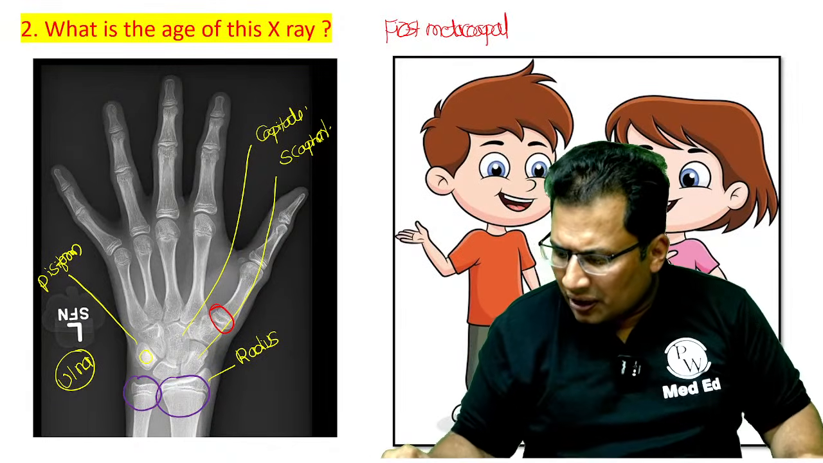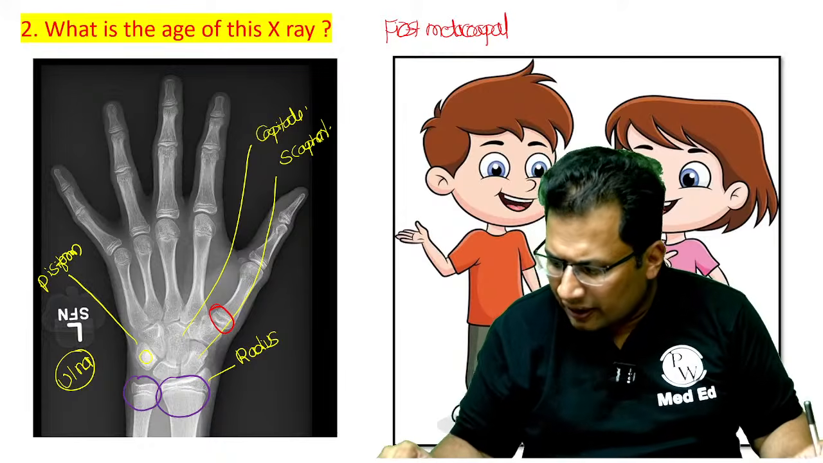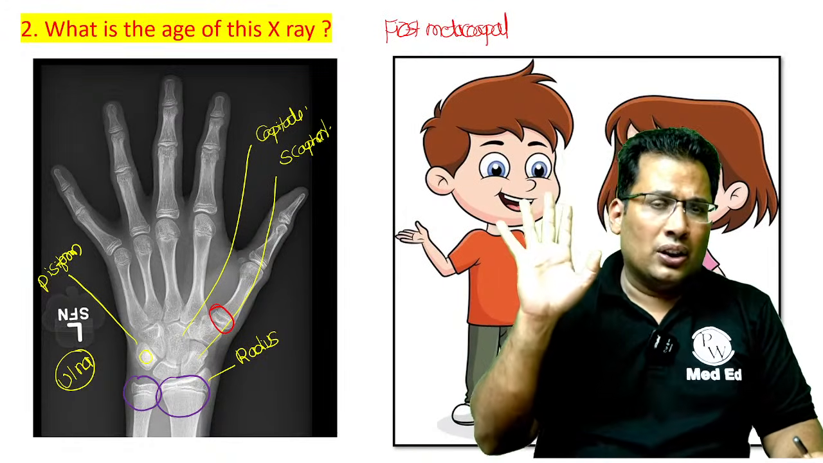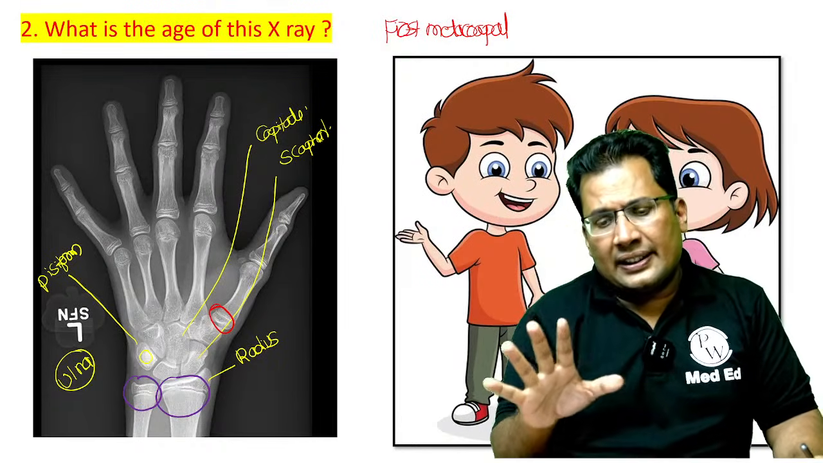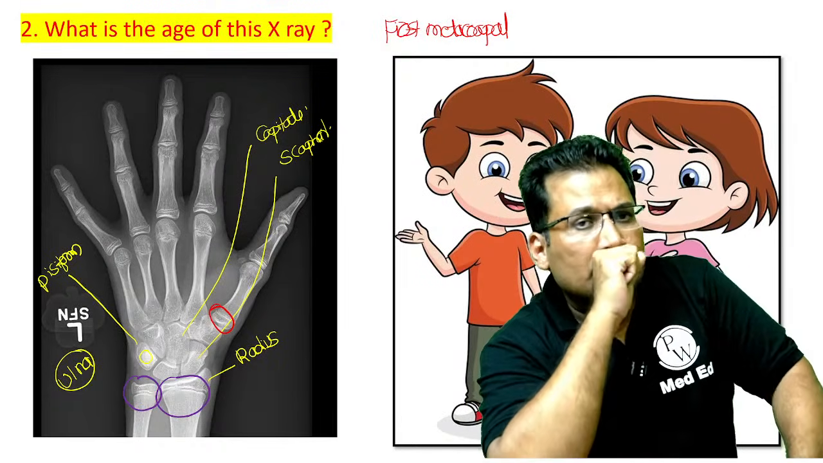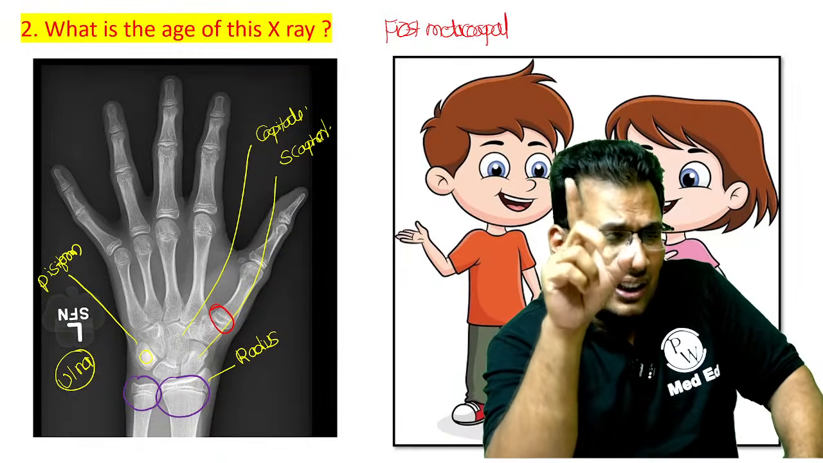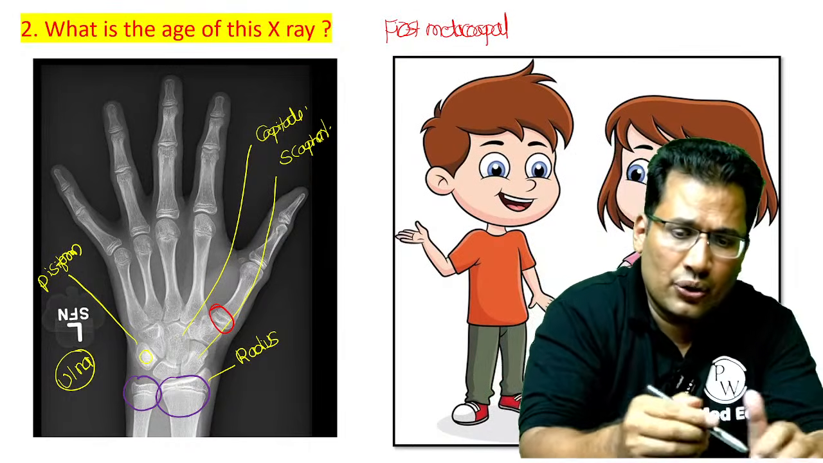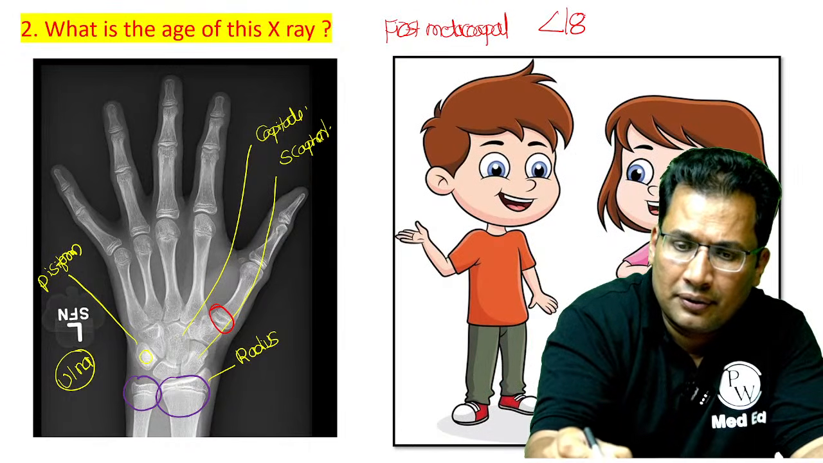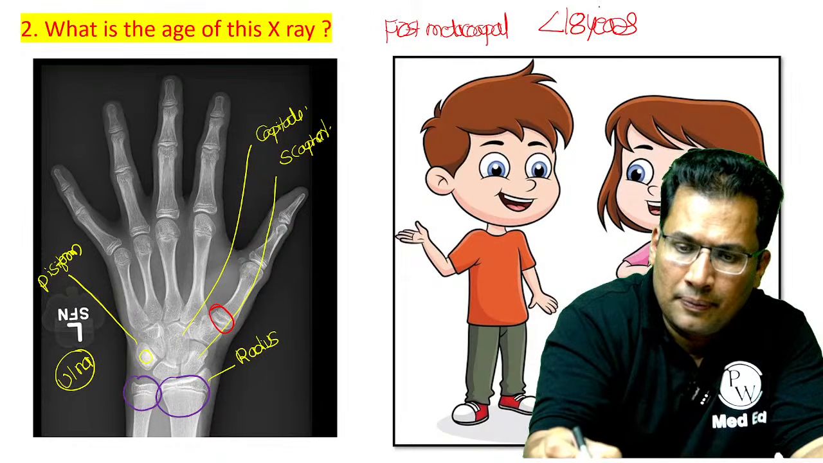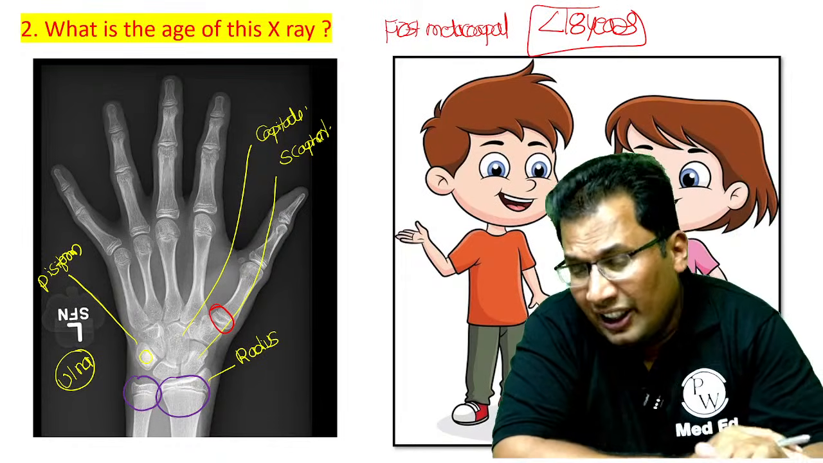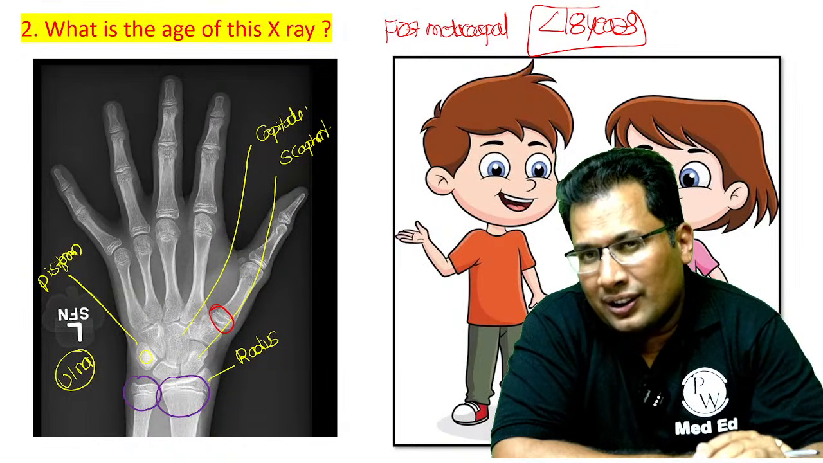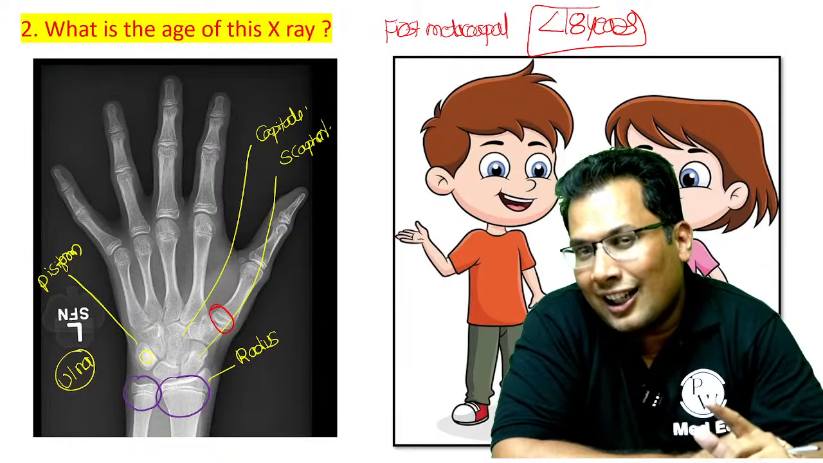Lower end of radius is not fused, so less than 18. Hanik is telling, sir, 15 to 17. Bahut badhiya. So the answer is sure. The age of this X-ray is less than 18. Why? Because radius and ulna appeared. The lower end is appeared but not fused. So it is less than 18 years. So it can be less than 17 years also. Okay. Now my question is finally, is it a love story or crime story?